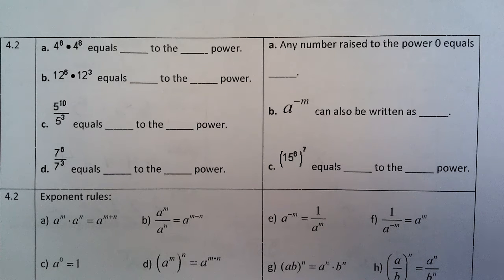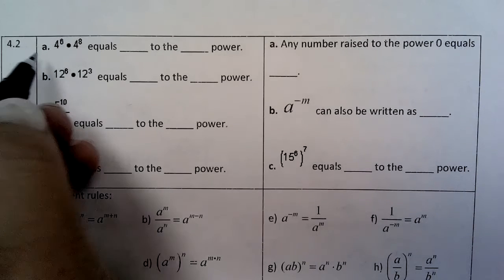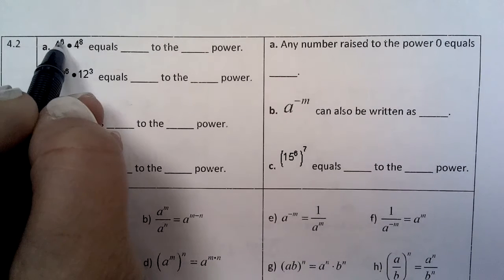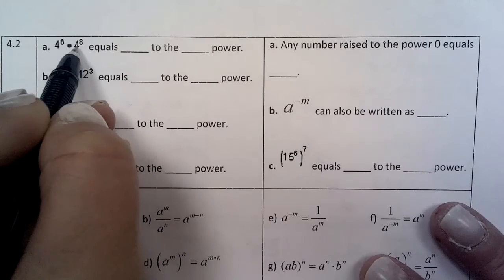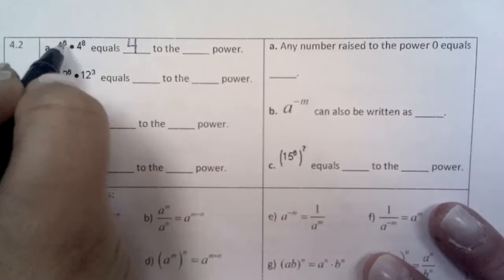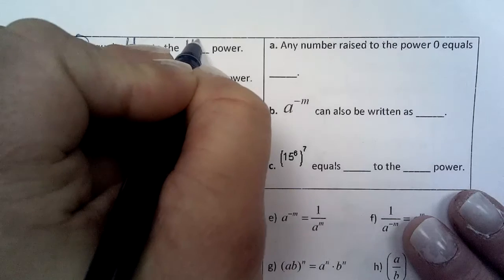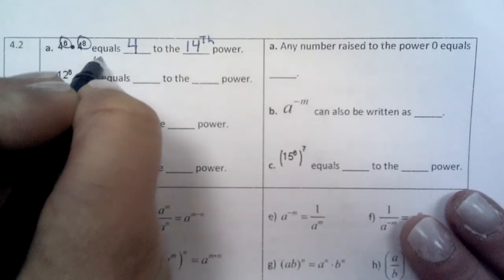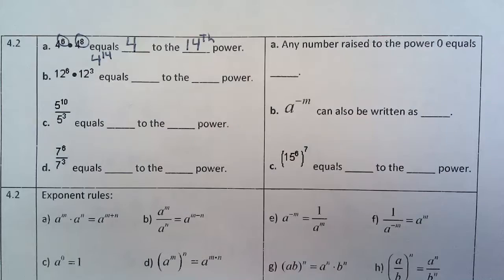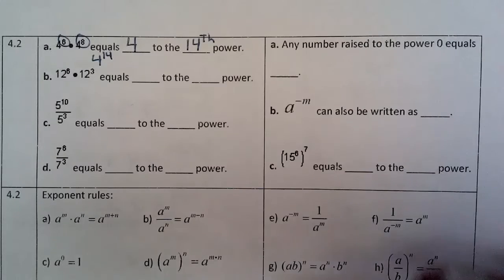So this is pre-calculus, Apex 4.2. We're still talking about exponents. So 4 to the 6th times 4 to the 8th equals 4 to the, in this case, we're going to add the 6 and the 8. So it's going to be 4 to the 14th power. So we could rewrite it as 4 to the 14th. And we can only do that when the bases are the same.